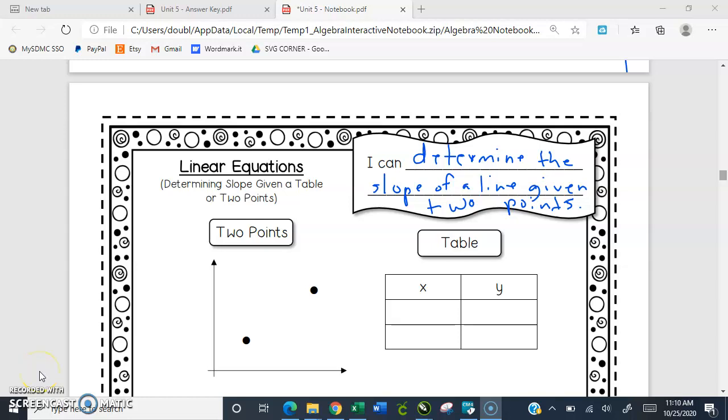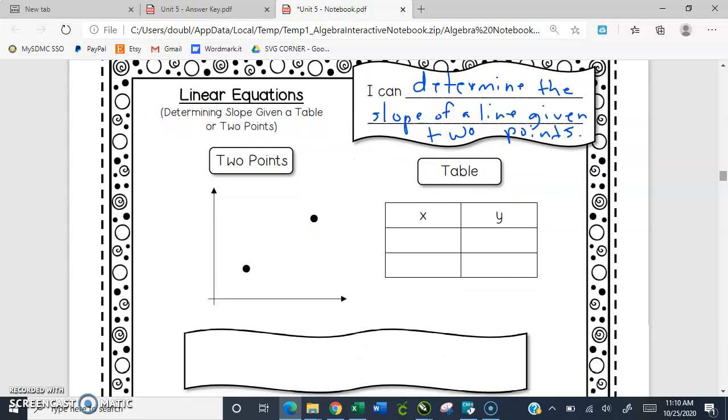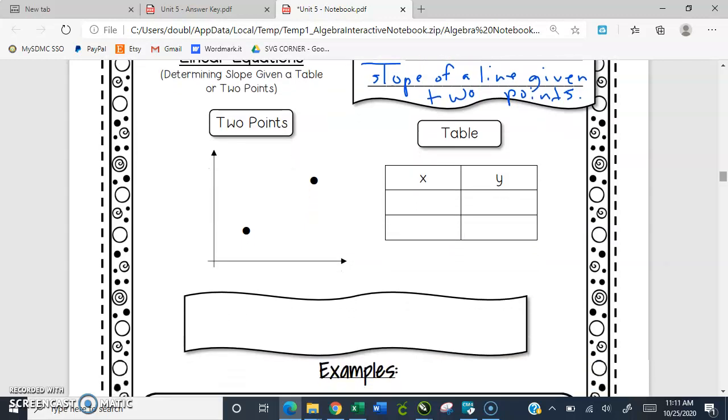Okay, today we want to determine the slope of a line given a table or 2 points. We have graphs, but we really don't have a graph here, so they will give us 2 points and we'll figure it out. I already wrote in our I can for today. To make it real easy, I'm going to slide down so I can give you the formula for this.